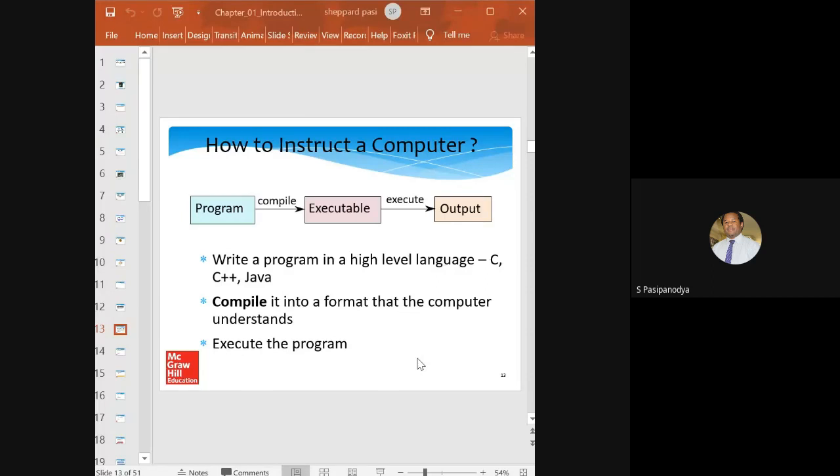At the end of the day, whenever we are instructing a computer, we go through a sequence of processes. We write a program which is compiled, made executable and executed, and produces the output. If any one of these phases fails, we won't be able to get the output that we wanted the computer to produce in the first place.